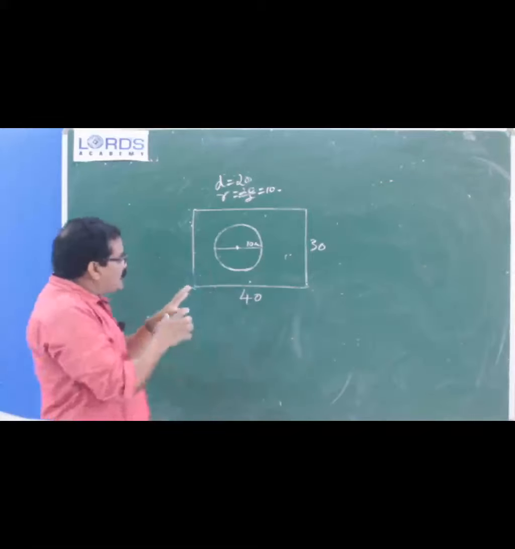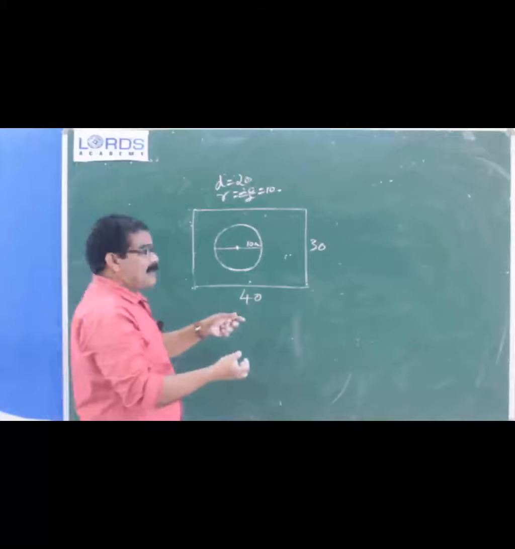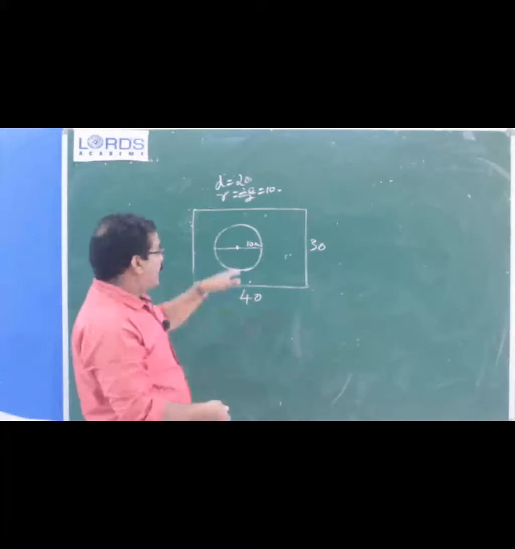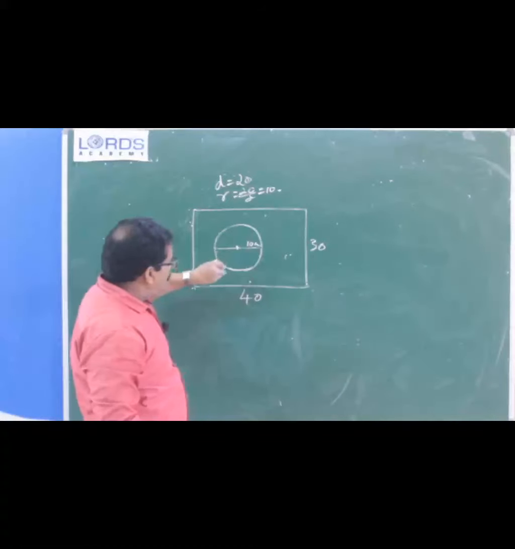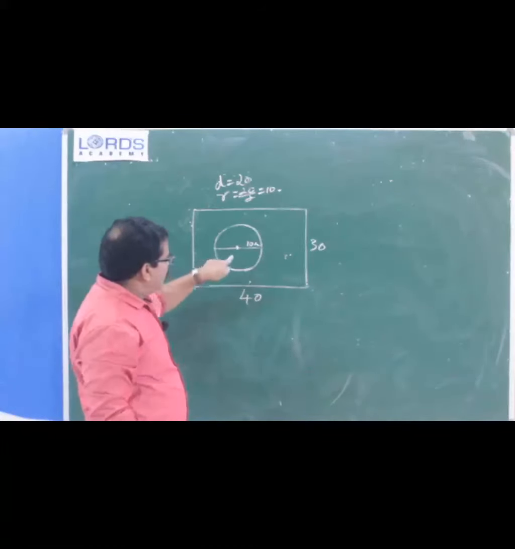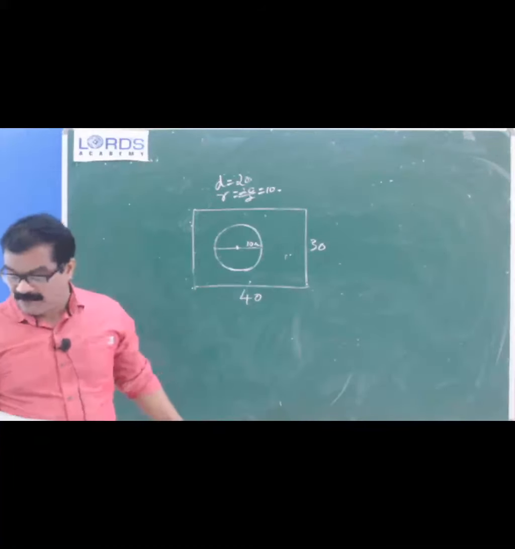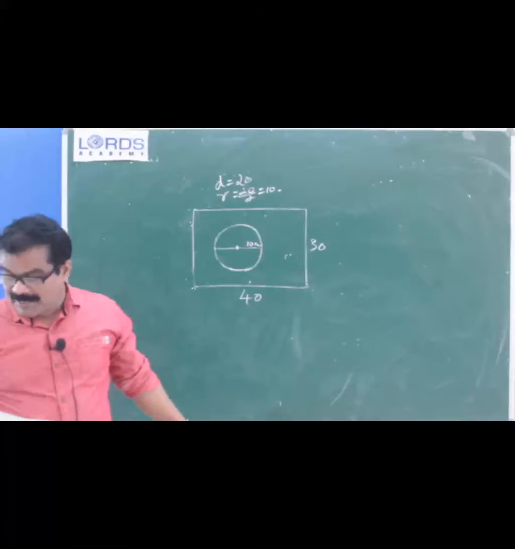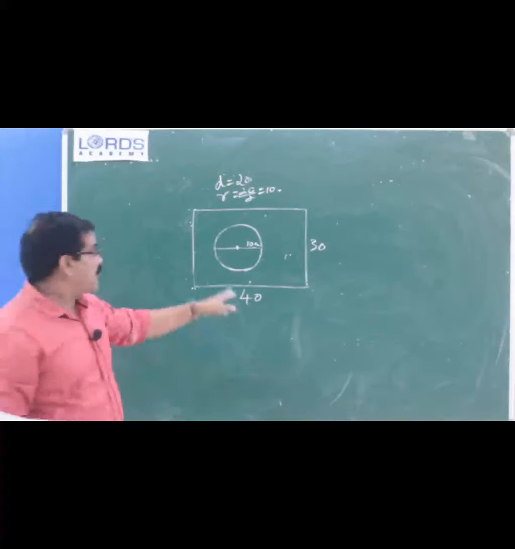So, you have to find out, when a die is thrown without looking and it falls, what is the probability of that die falling in this circle? We have to find out. That is the question. First, what is inside the circle? What is the probability of getting that it will fall inside the circle?